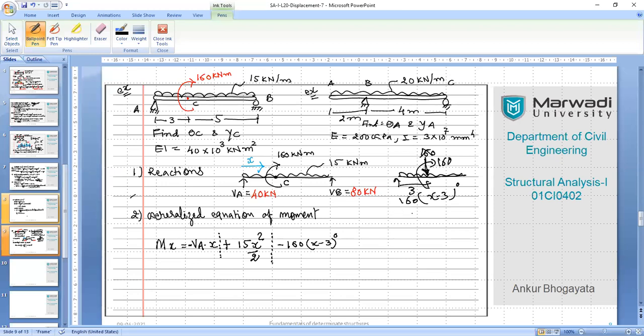That's why, instead of using the typical multiplication of force into distance, since it is an applied moment, and to keep the format of the equation intact, you can use this kind of arrangement, and this is applicable to all the moments.